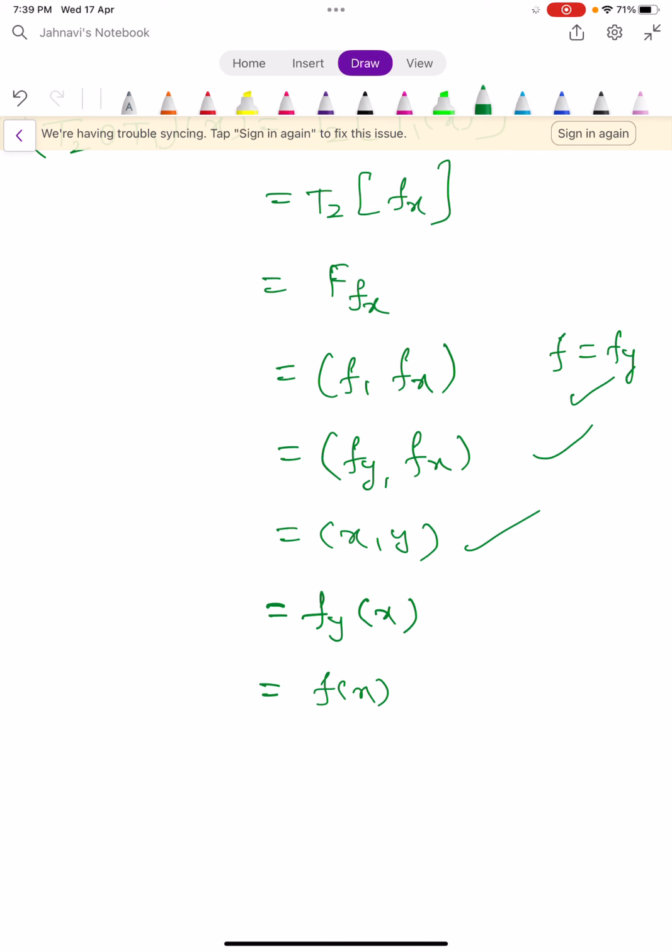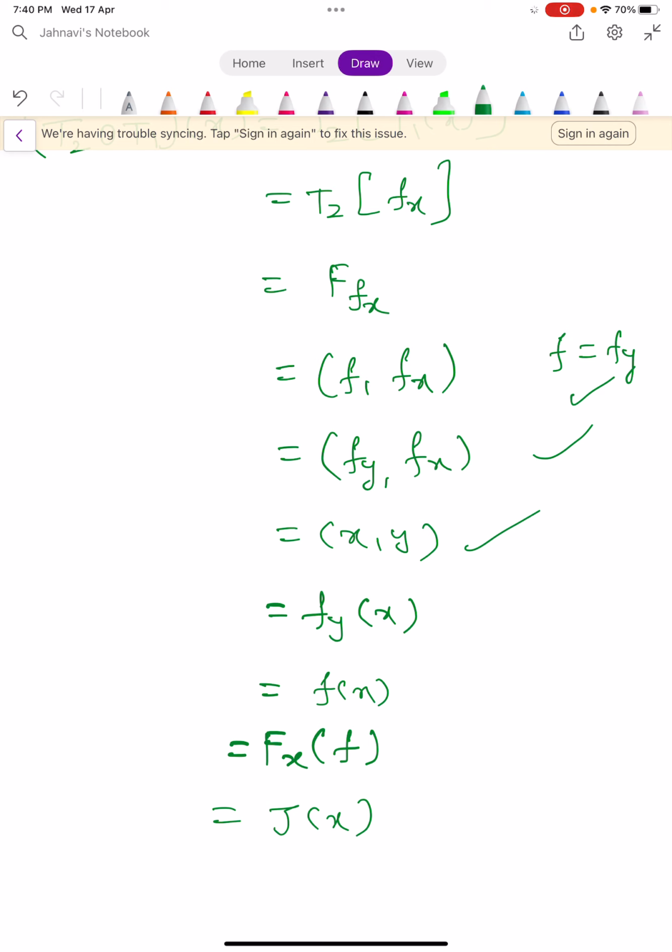This is nothing but capital F of capital Fx of f. So this is nothing but j of x. I complete write the derivation part.